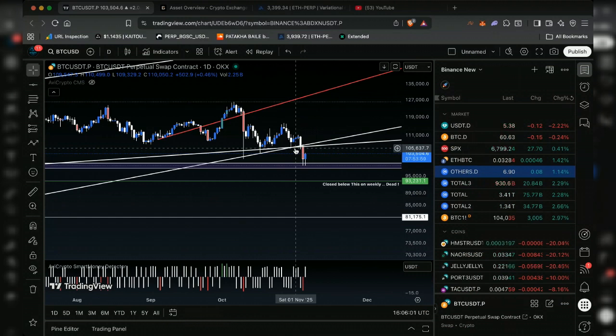Now, as you all know, I'm already short from 126K. I have closed around 50% because of the price action that is showing and how Trump is behaving. Completely, I just want to punch him in the face.